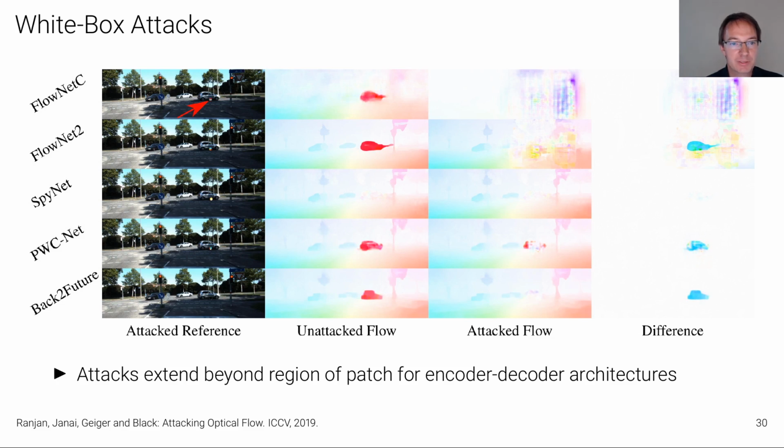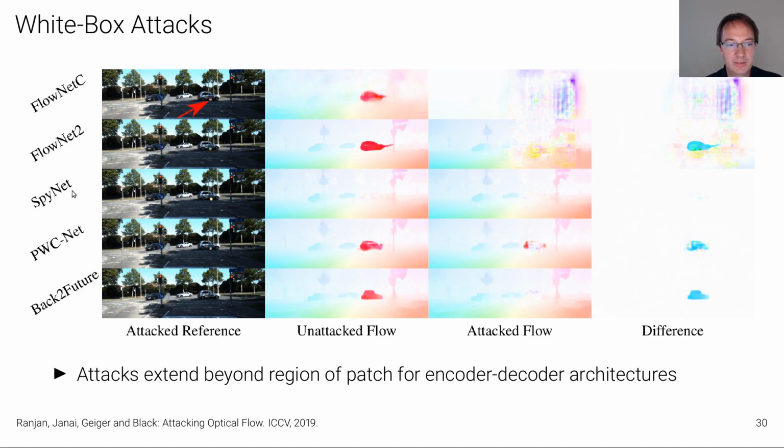Here are some qualitative results. What you can see is that for these encoder-decoder architectures, these are the first 2 rows here, you can see the attacked flow field and the unattacked flow field, and the difference between the two. You can see that the attack region extends significantly beyond this small little patch here in the center. It basically shows you the receptive field of the optical flow algorithm.